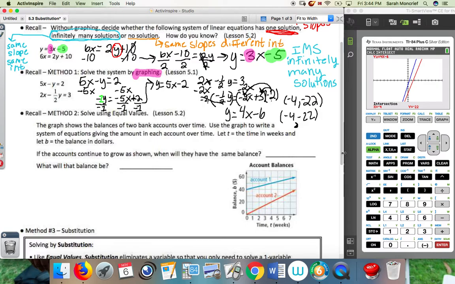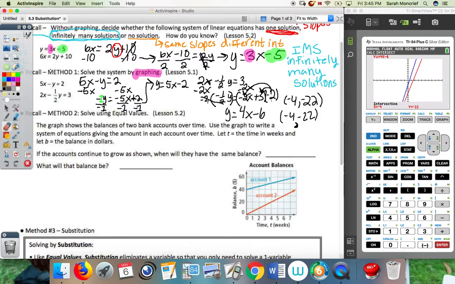Anyways, that is how we do it by graphing. I hope your calculator also got you (-4, -22). All right, now we want to look at the next method, solving using the equal values method, which is also a great method for solving a system of equations. You can just tell I really like solving systems of equations.